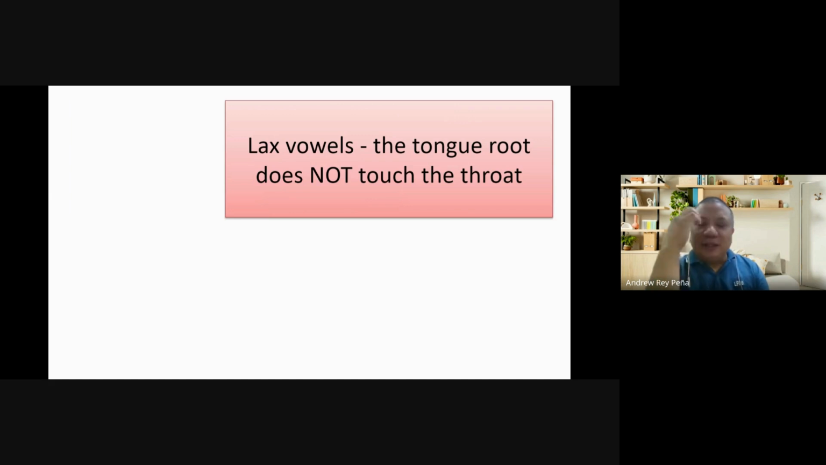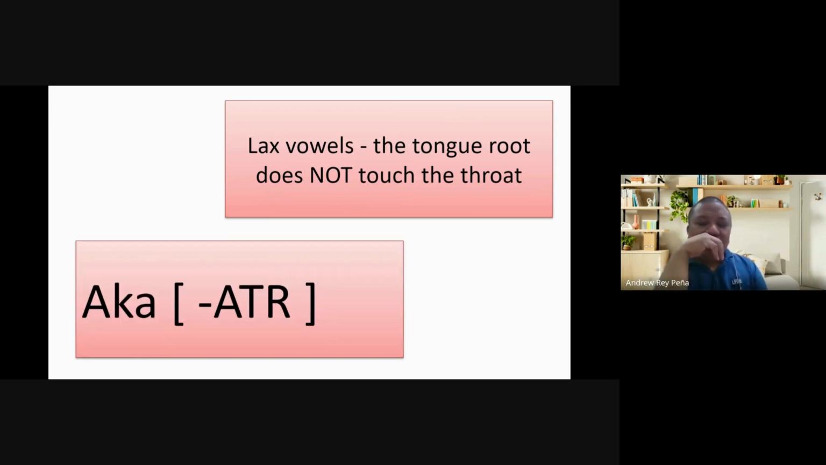Then we also have lax vowels. When we say lax vowels, the tongue root does not touch the throat. This is also known as minus advanced tongue root or minus ATR. So when you pronounce tense vowels, there's tension in your throat. When you pronounce lax vowels, there's no tension in your throat. If the tongue root is advanced, then you produce tense vowels. If the tongue root is not advanced, you produce lax vowels.